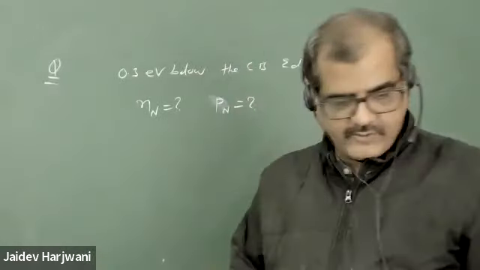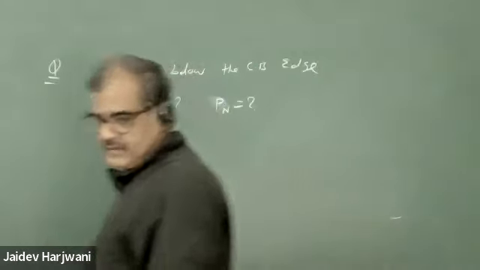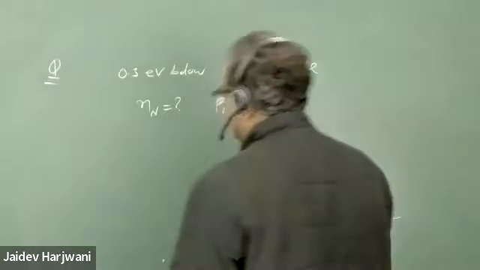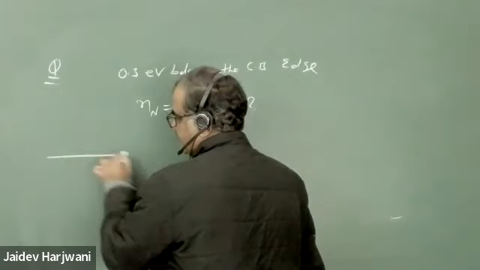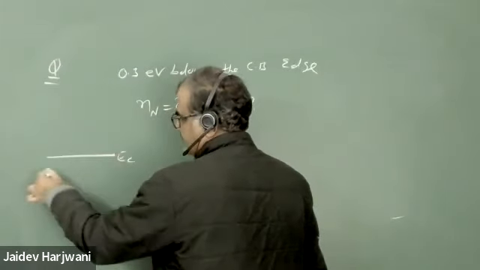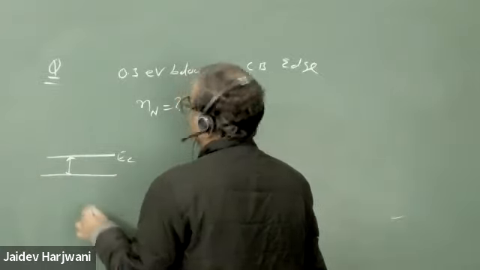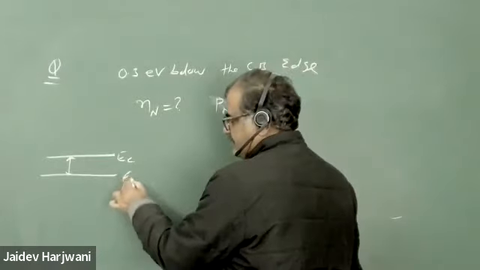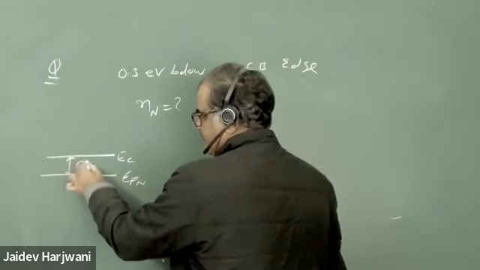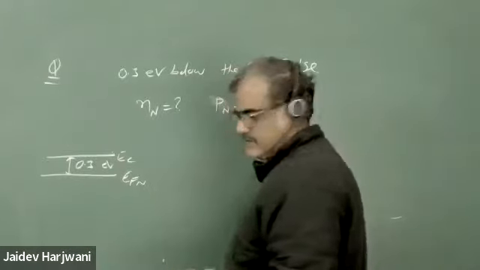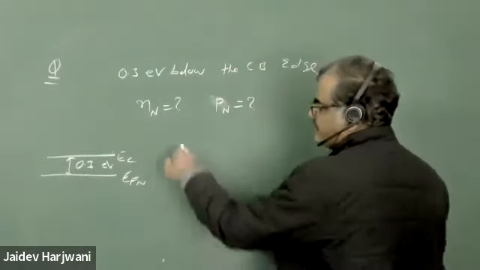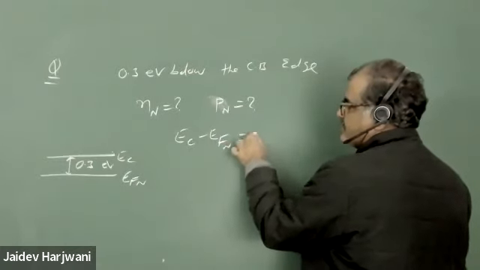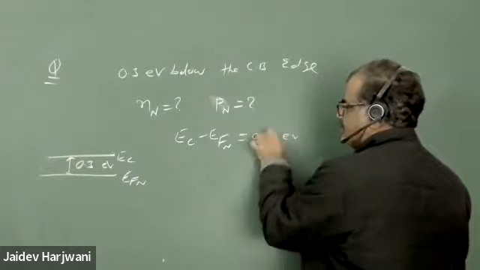How do you calculate? Sir, how to do it, what is 0.3 electron volt below? It is 0.3 below the conduction band edge. So you have been given a sample whose EC is like this, and below EC you have the Fermi level. EC minus EFN is given, equal to 0.3 electron volt. It is below, so it is minus. Basically EC minus EFN is given equal to 0.3 electron volt.